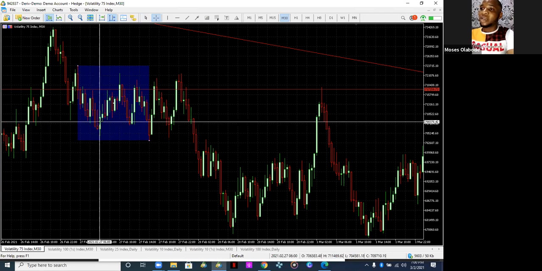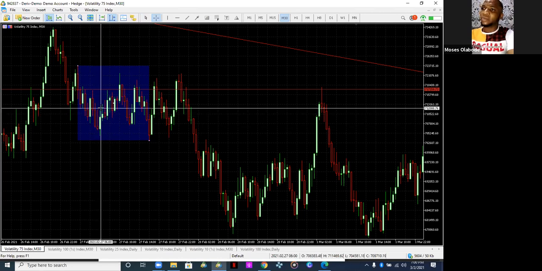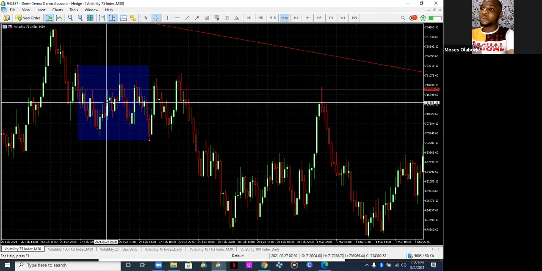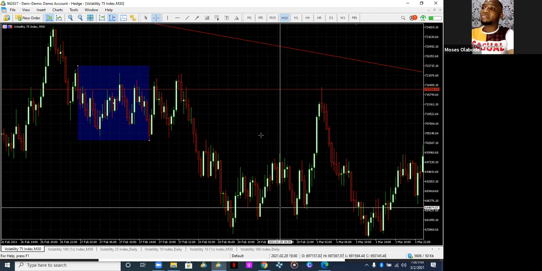It formed the inverted umbrella pattern, okay, the inverted hammer here. Then this candle closed above here. Of course, you want to buy, let me buy, back and forth, wham, went down.